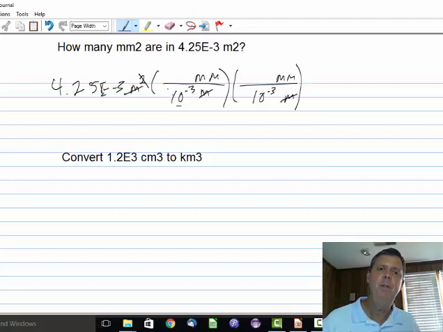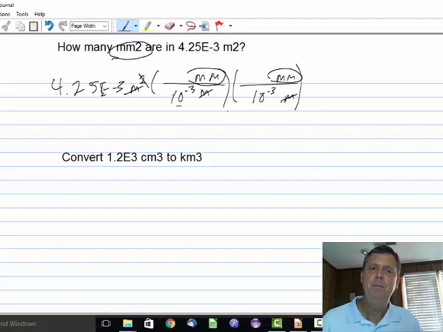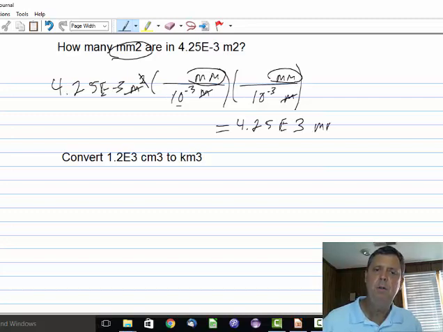Now this will get rid of my other meter, and my units left are going to be millimeters times millimeters, which is millimeters squared, which is what this answer is supposed to be up there. And then I just do the math. So this equals 4.25 times 10 to the 3rd will be your final answer, millimeters squared. And that's it. So using that same logic, try your hand at the last problem here, and then I'll work it out.